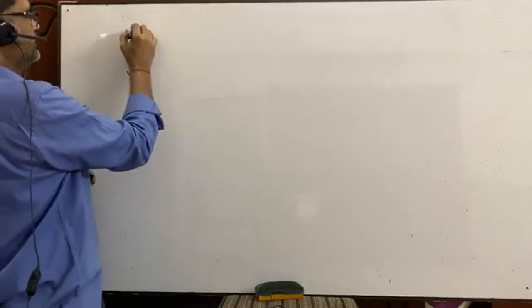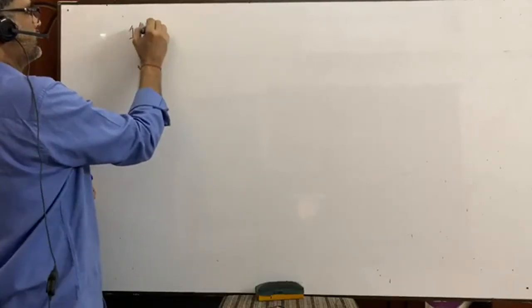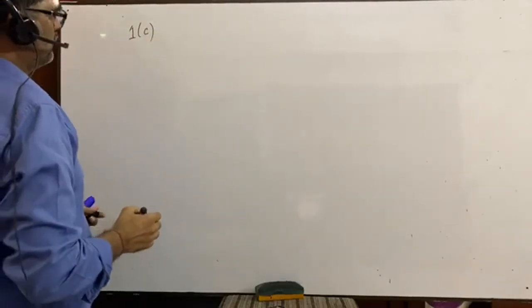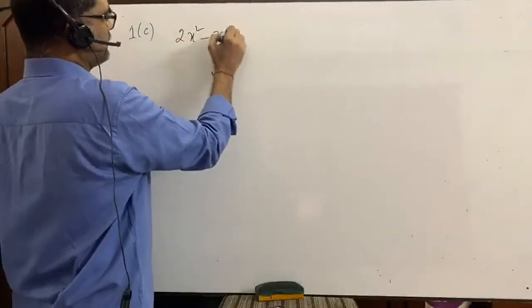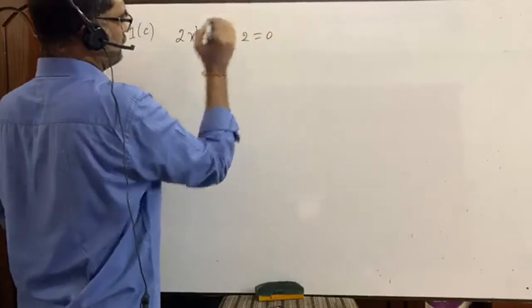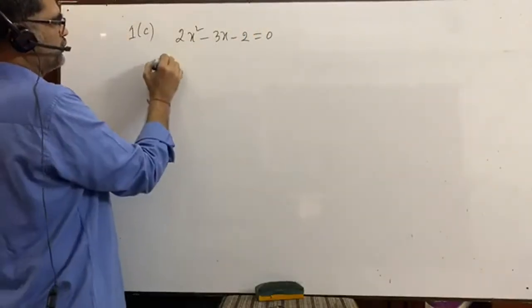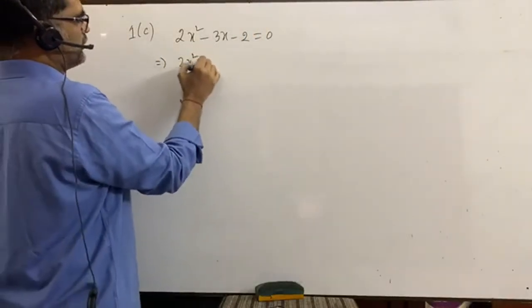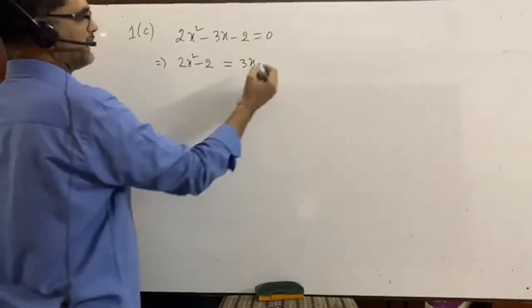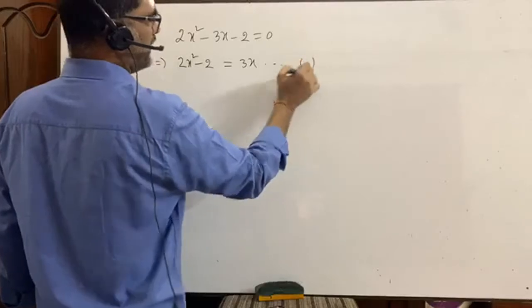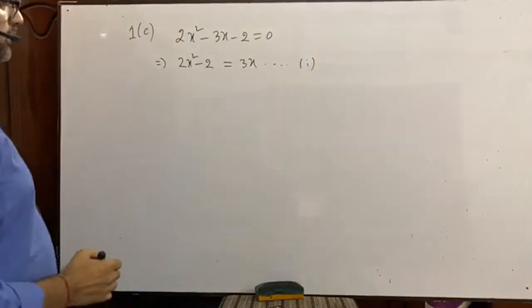Question number C of 1. What was given? 2x square minus 3x minus 2 equals 0. That means here we can write 2x square minus 2 equals 3x. Now you just mark it as equation 1.